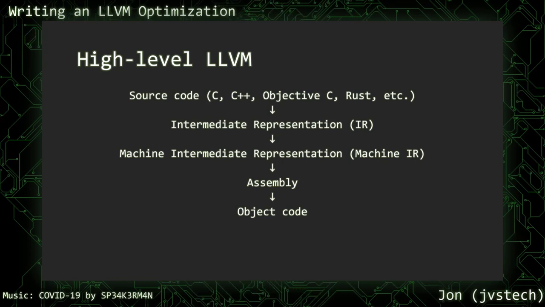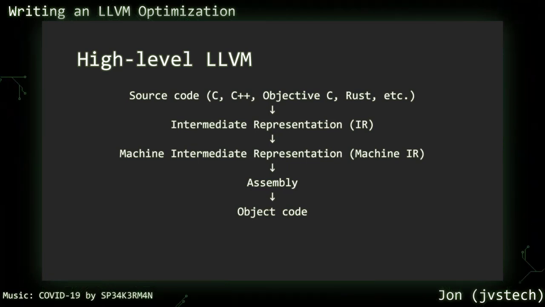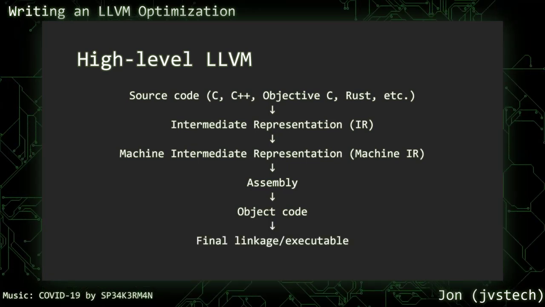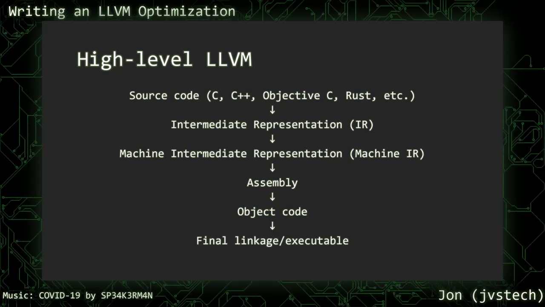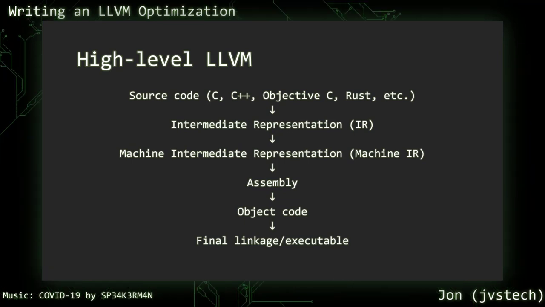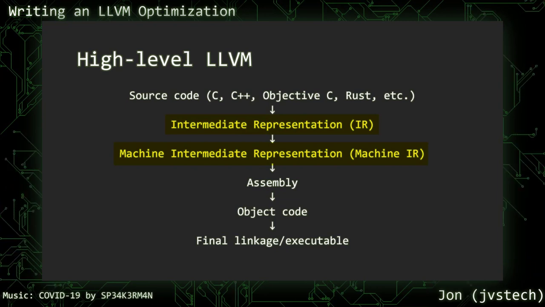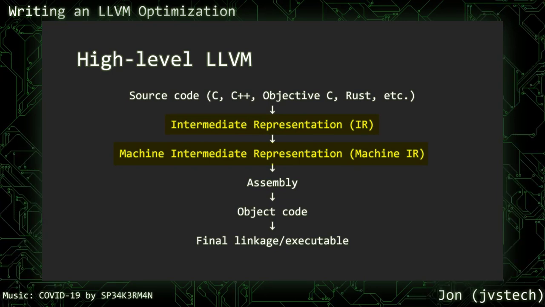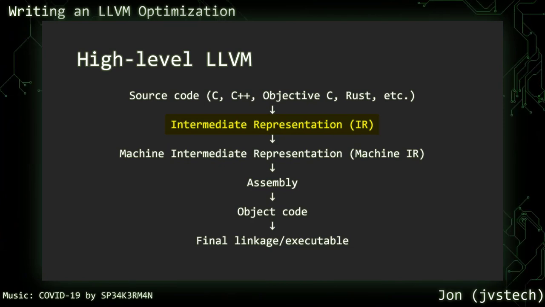While these steps essentially happen at the same time, it's easier to show what happens by separating them. The linker then takes the object code and links it together in the final linking stage, which produces the output executable. Optimizations almost exclusively occur in the IR and machine IR lowering phases. We won't be getting into machine IR in this video. We'll be living at the IR level.